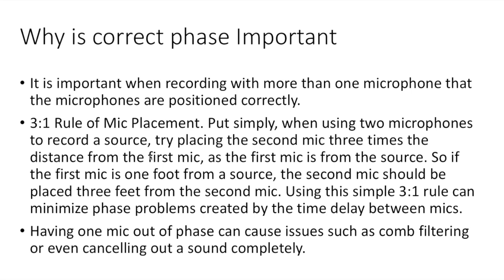as the first mic is from the source. So if the first mic is 1 foot from the source, the second mic should be placed 3 feet from the first mic. Using this simple 3-to-1 rule can minimize phase problems created by the time delay between microphones. Having one mic out of phase can cause issues such as comb filtering or even cancelling out a sound completely.